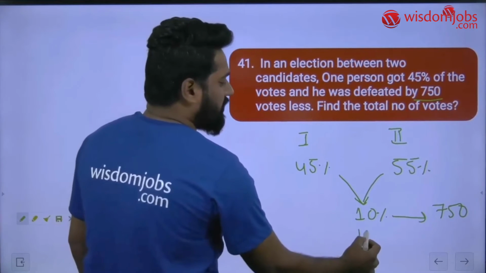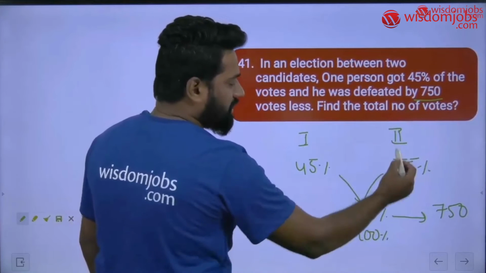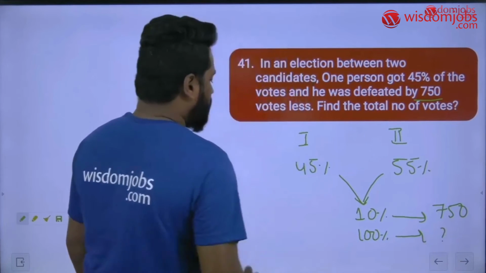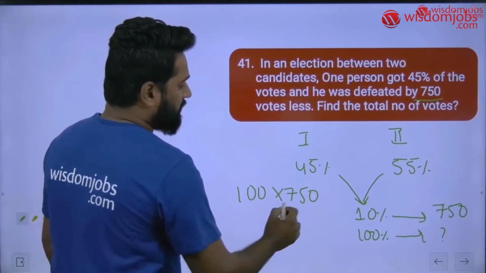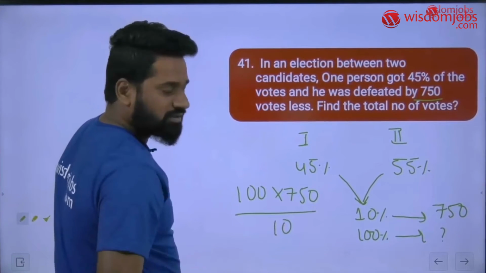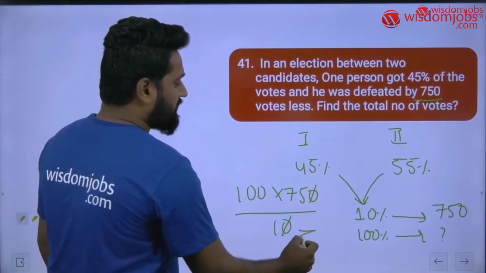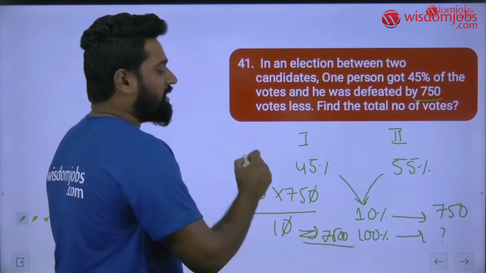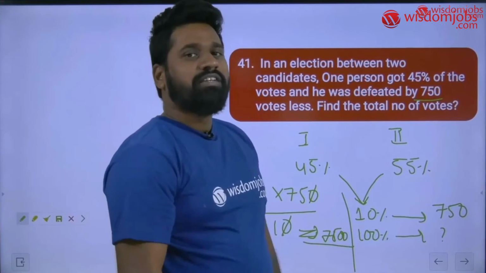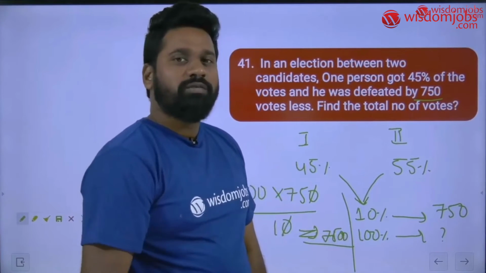So you can find for 100%. That's all, because it's asking the total number of votes. So that is 100 into 750 by 10. Cross multiplication. So the zeros will be cancelled. 75 into 100, 7500, which indicates the total number of votes polled.